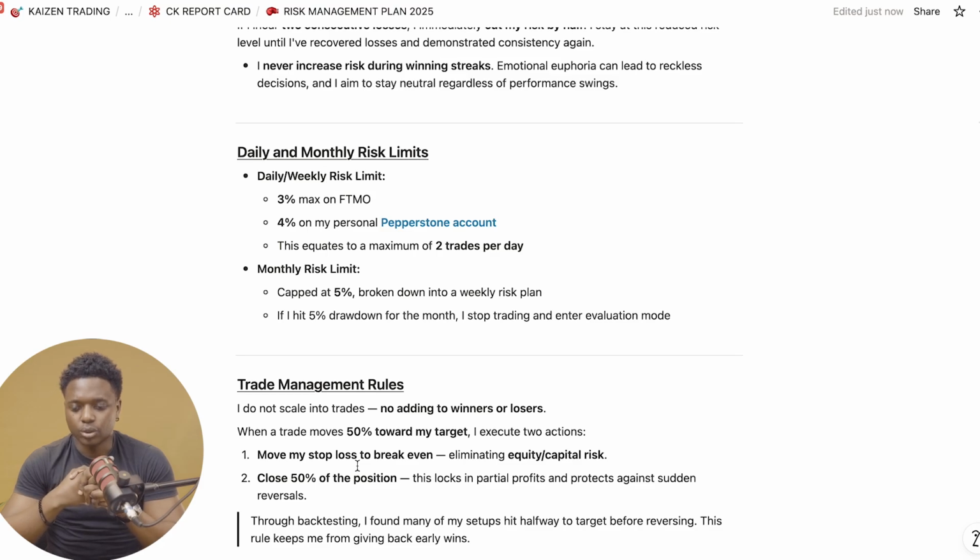Okay, so I do not scale into trades. No adding to winners or losses. I do not scale losses. I do not scale winners. I keep it as it is. And that's for my current trading state.